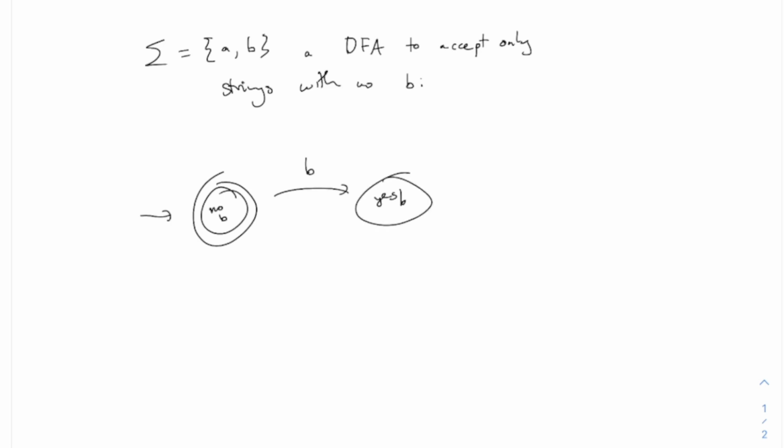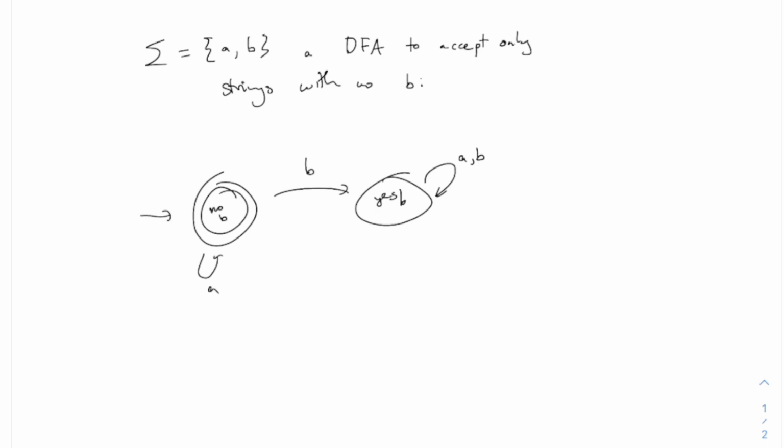If you're in the no B state and you see an A, you should remain in the no B state. And once you go over to the yes B state, no matter what you see here, you stay there, because this is meant to represent the state in which you have at some point in the past seen a B. So you never go back over to the other side. This is the DFA.